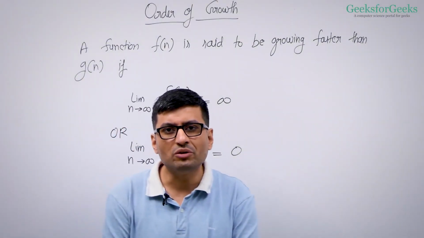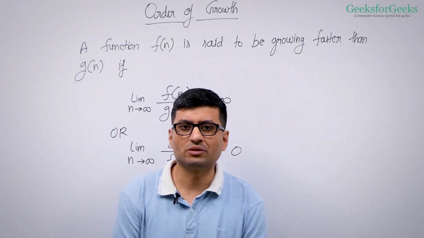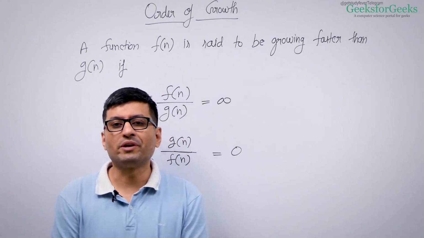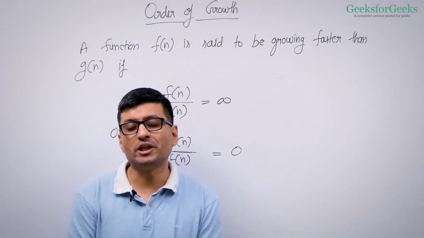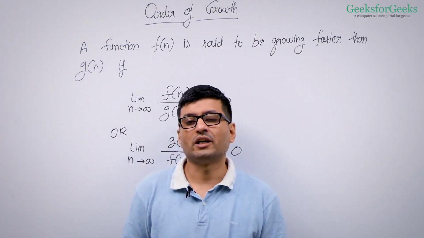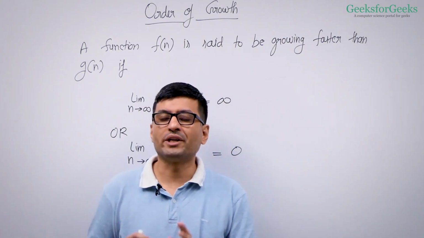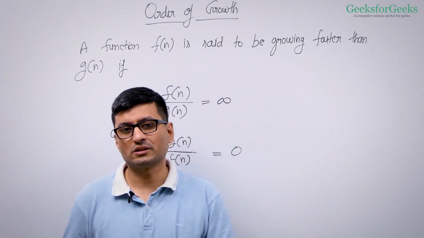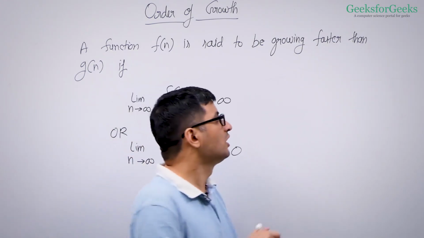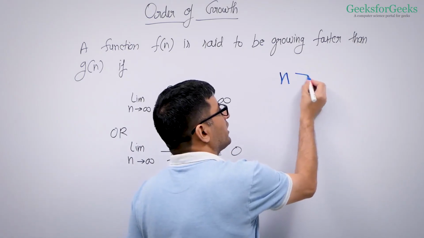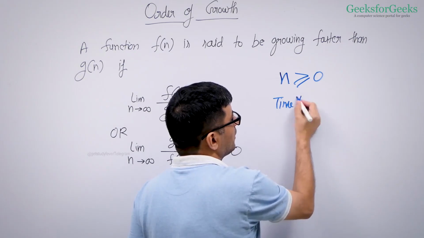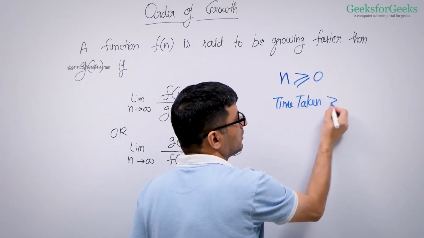In the previous video, we introduced analysis of algorithm with a simple example, sum of natural numbers. When we were discussing this example, we saw three different solutions. We took their examples and showed graphs comparing time taken in terms of input size. One thing that we learned was that we talk about n greater than or equal to 0, and time taken greater than or equal to 0.